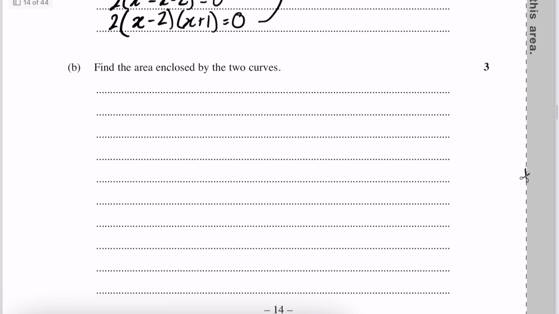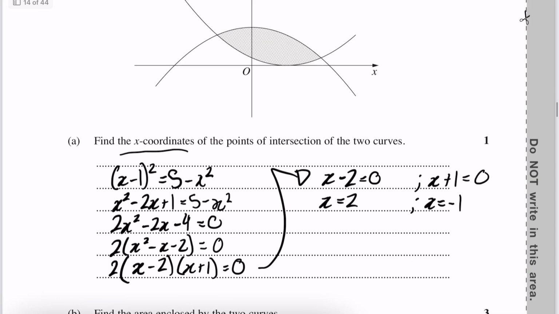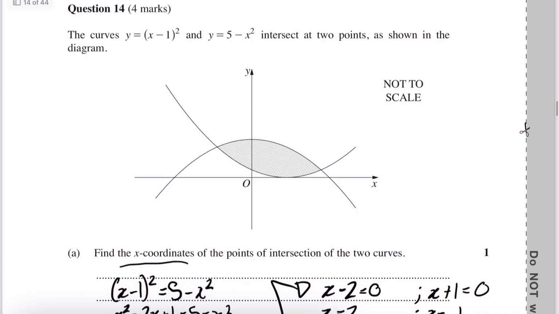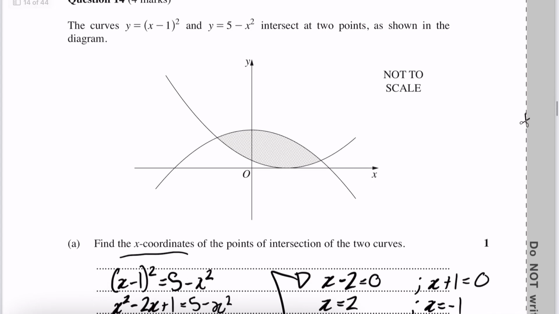Now the next question says find the area enclosed by the two curves. So when we find the area between two curves, this is where we need to use integration. And because it is an area between two curves, we use a top minus bottom approach, because when we find the area at these points here, we know this is minus 1, we know this is at 2.